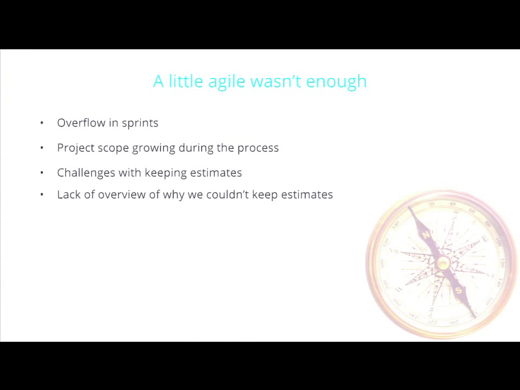We saw that we were having trouble with overflowing sprints, meaning then that when we ended a sprint, a lot of the tasks weren't finished, so they needed to move to the next sprint, and this resulted in our project scope growing during the process. And we still faced challenges in keeping our estimates, and we actually didn't quite know why our estimates weren't keeping, so we lacked an overview of what went wrong.